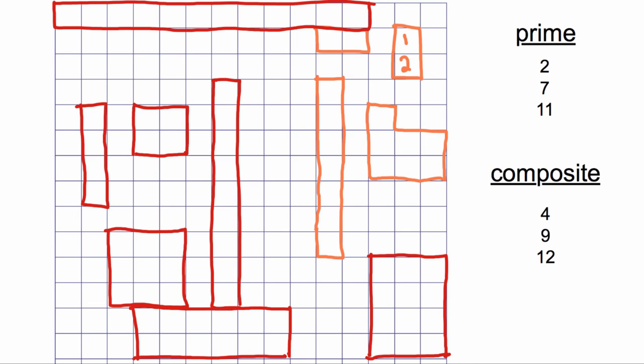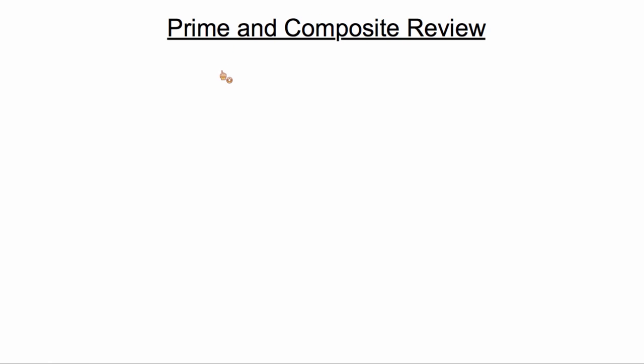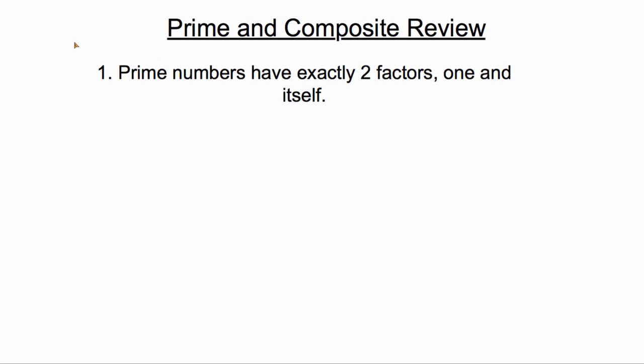Let's go ahead and review all our rules for prime and composite numbers. First, prime numbers have exactly 2 factors, 1 and itself. Not 3 factors, not 1 factor, it has to have exactly 2. So some examples of that: 3, 1 times 3, 7, only 1 times 7, and 13, 1 times 13. There's no other combination of numbers that can be multiplied to give you those numbers.